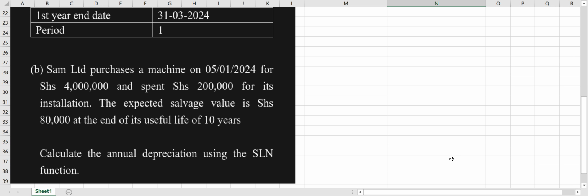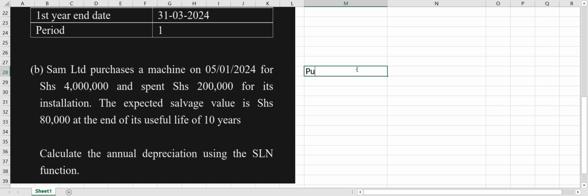Then some Limited purchases a machine on 5th January 2024 for shillings 4 million and spent shillings 200,000 for its installation. The expected salvage value is shillings 80,000 at the end of its useful life, 10 years. Okay, so calculate the annual depreciation using the SLN function. That is the straight line depreciation. It's what you're required to compute here.